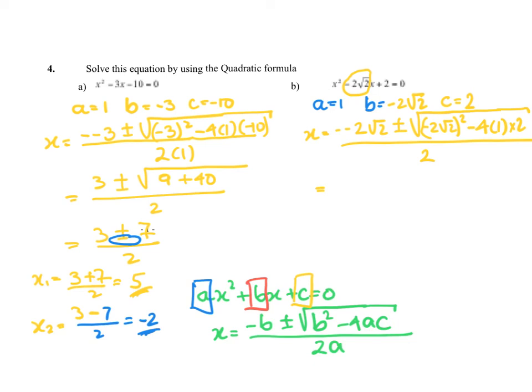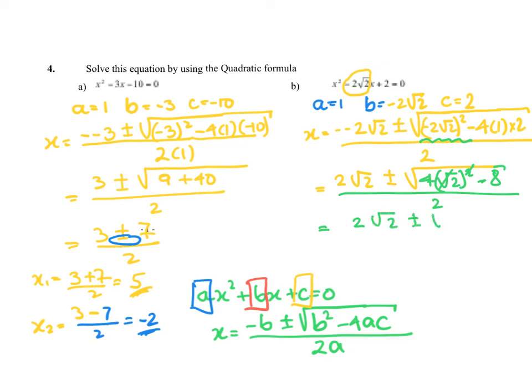Negative is going to give me positive, so 2 square root of 2 plus minus, let's see what we have here. Negative 2 to the power of 2 is 4, and square root of 2 to the power of 2 is going to cancel nicely. Take away, is that 8? Yes, that's 8, beautiful, over 2. 4 times 2 is 8, take away 8 is 0. One more line: 2 square root of 2 plus minus square root of 0, over 2.